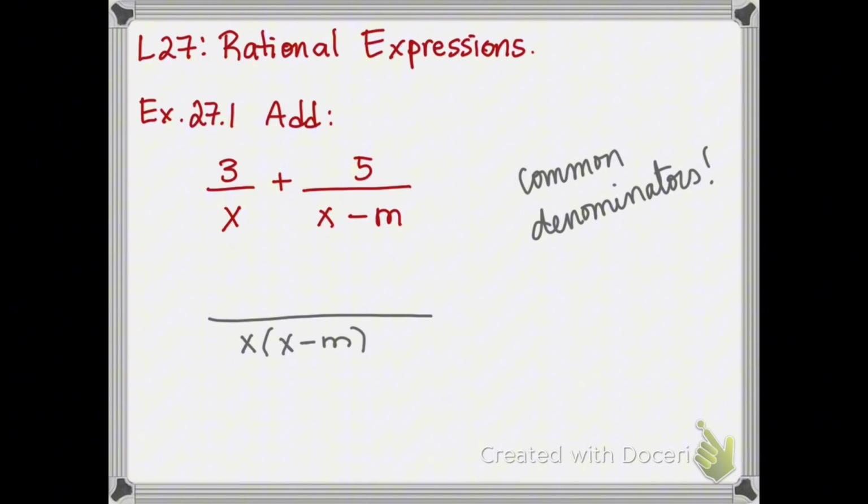But right now we only have x. So I have to multiply by what I'm missing, which is x minus 1. And if I do it on the bottom, I also do it on the top. Now for the other one, what we're missing is the x. So I multiply the bottom and the top.